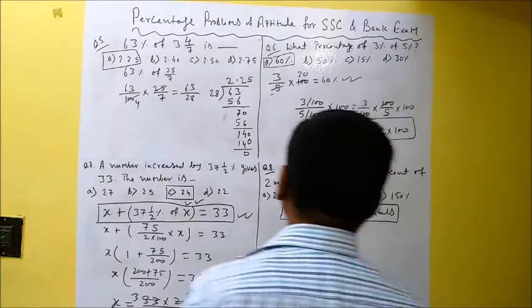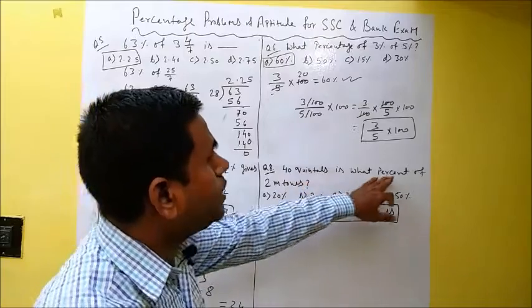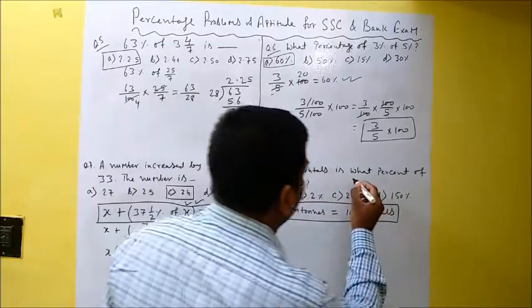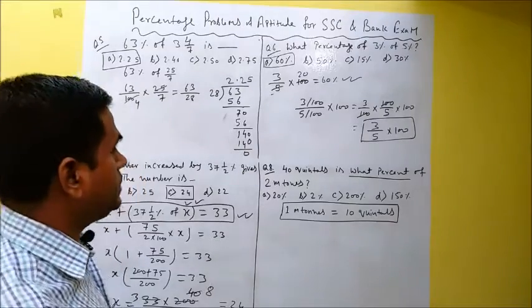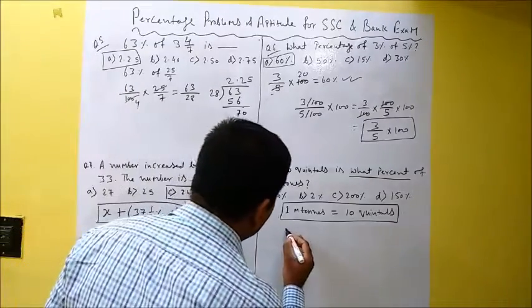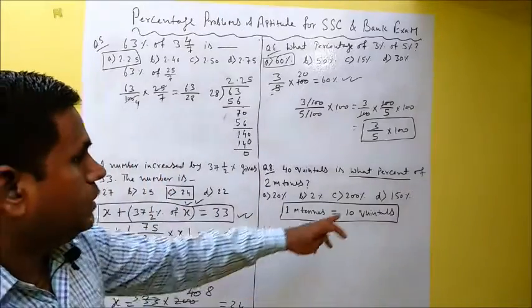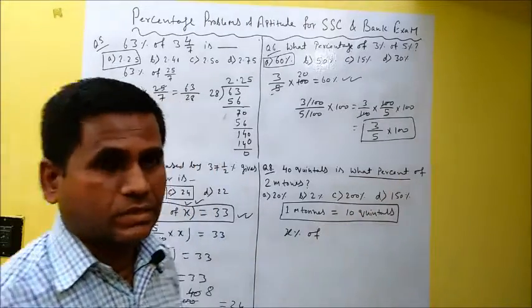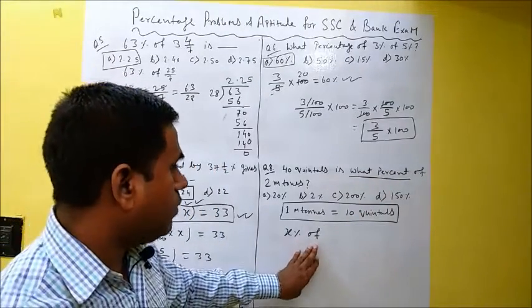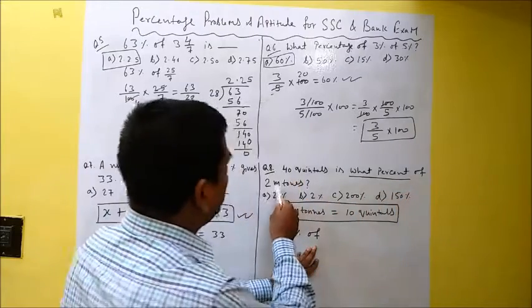Okay, so the equation comes like this. 40 quintals is what percent? This word is very important. What percent means the percentage is missing. So percentage is x. Let's say x percent of. I assume the percentage is x, so I wrote here x percent of 2 metric tons.